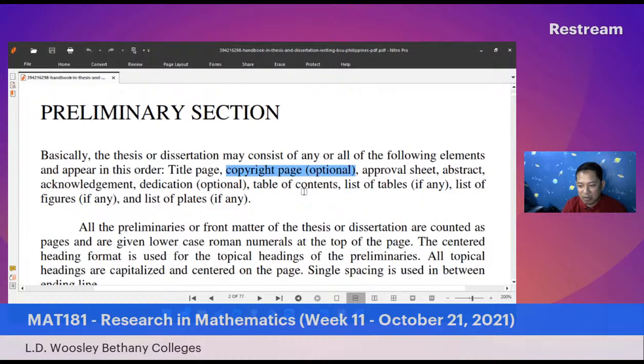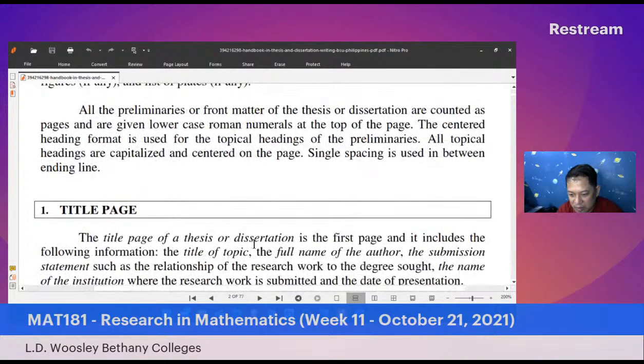And all preliminaries or front matter of a thesis, dissertation, or research are counted as pages and are given lowercase Roman numerals at the top of the page. So whenever there is paging, it will be small Roman numerals: i, ii, iii, iv, v, etc. And centered heading, so there will be a specific format for that. All topical headings are capitalized and centered.